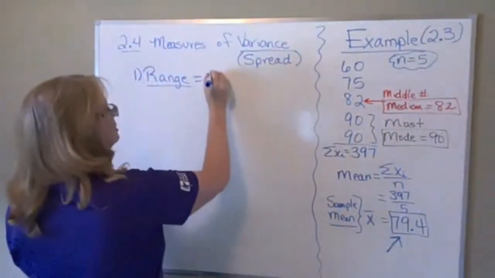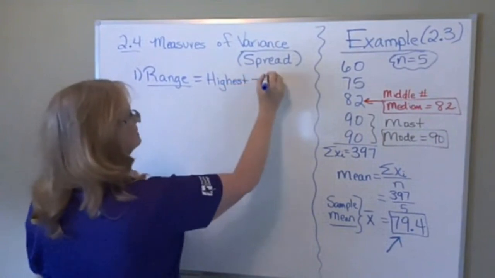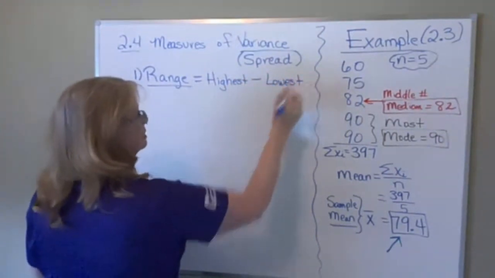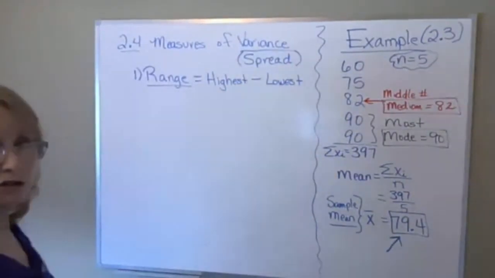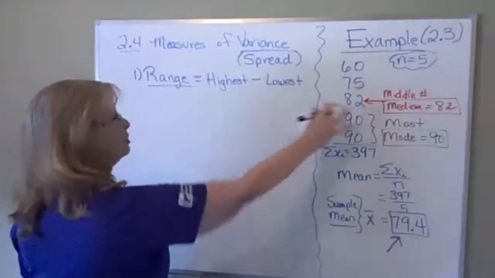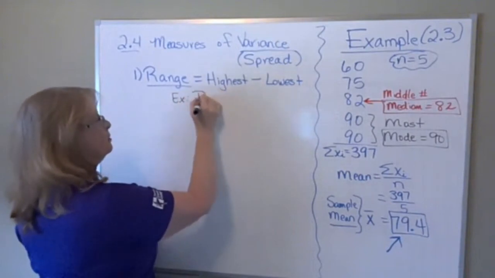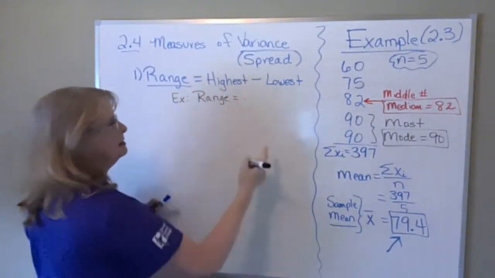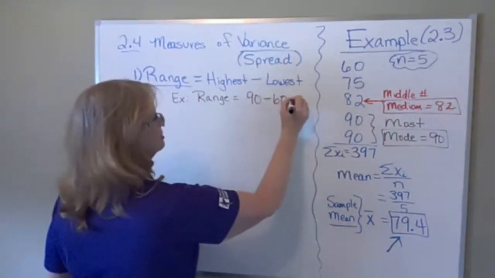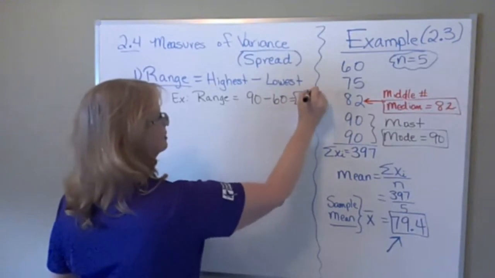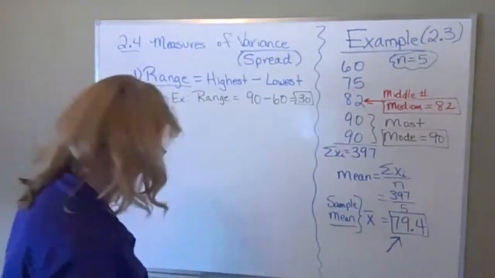The range is the highest value minus the lowest value. So let's just take this example that we have here, and we're going to do these things for this example. For our example, the range would be the highest value, 90, minus the lowest value, 60. So the range would be 30. So that one's easy. We've done that before. No big deal.